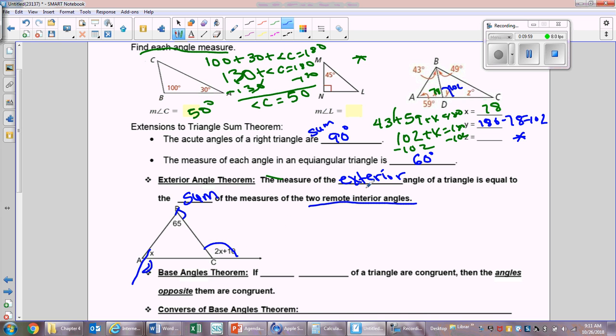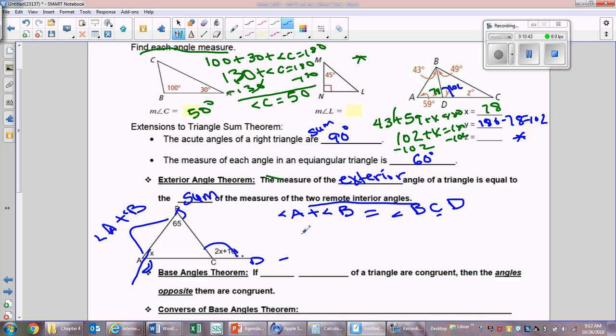Okay, it says the measure of the exterior angle of the triangle is equal to the sum of the two remote interior angles. The remote interior angles are the non-adjacent angles, that means the remote interior angles for C would be the sum of A plus B. Okay, angle A plus angle B is going to add up to the measure of the exterior angle. Let me label this B. It's going to be angle BCD. So that's what this is going to equal.